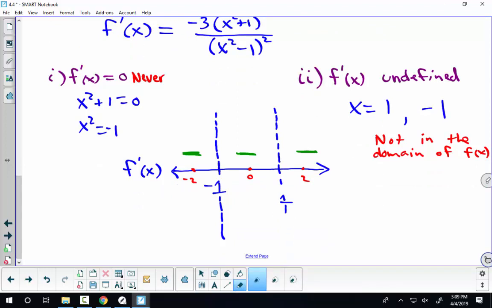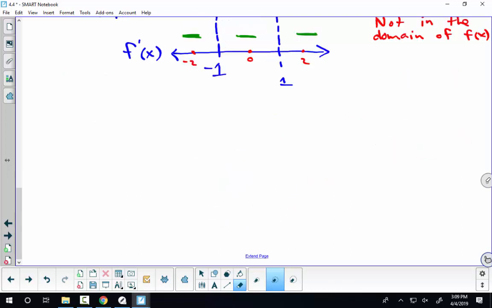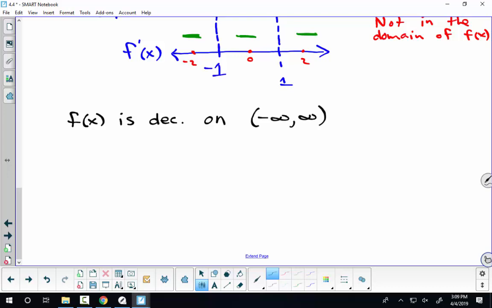So what does this chart tell us about the function? It's always decreasing. Yeah, it's decreasing on its domain. So when we say f of x is decreasing on what interval? You don't sound very sure about that. So we'll say negative infinity to positive. What do y'all think? Isn't it excluding -1?